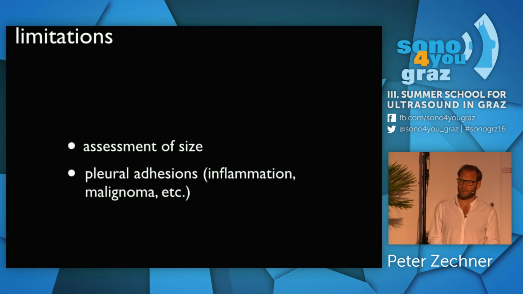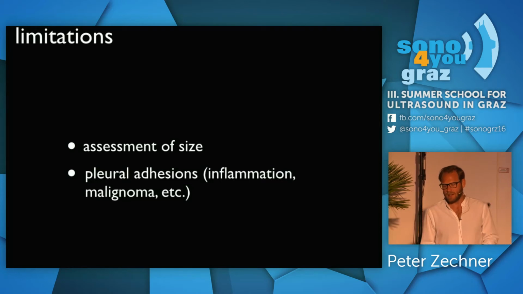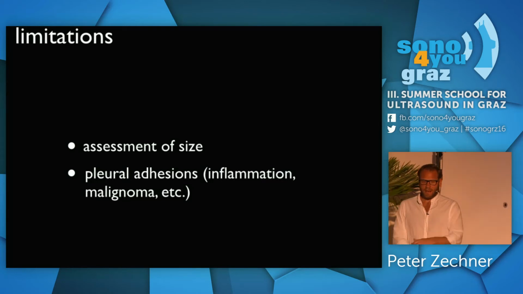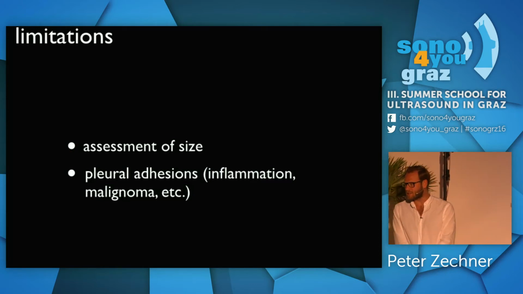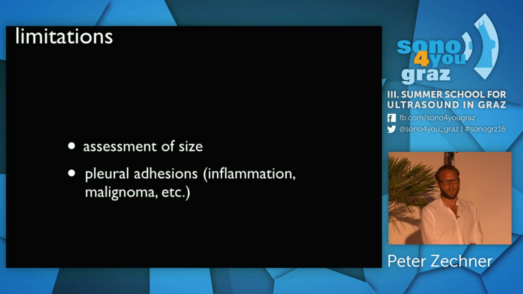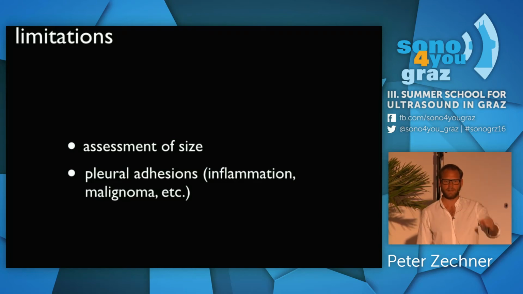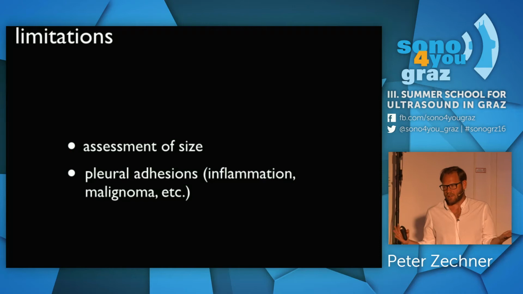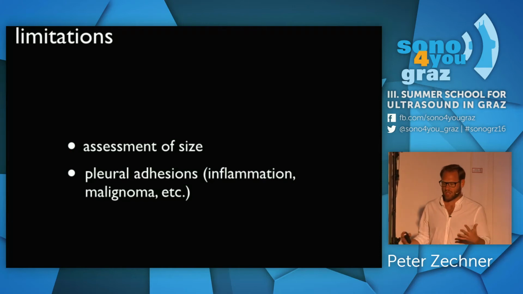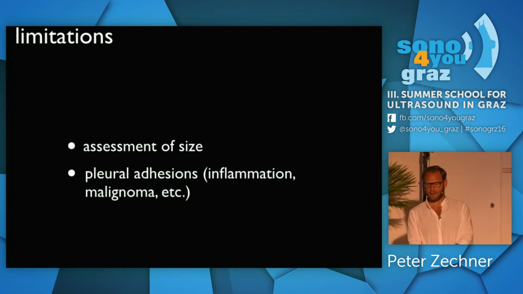What are the limitations? Of course, we have some limitations of this method, like every method. First of all, in my eyes, the biggest limitation is that we cannot accurately assess the size of a pneumothorax, because we cannot say if the area of air is 1 centimeter, 1 millimeter, or 10 centimeters. If there is air, we do not see the visceral pleura, and so we cannot say how much air is in the thoracic region.